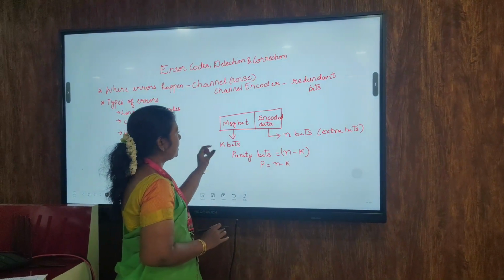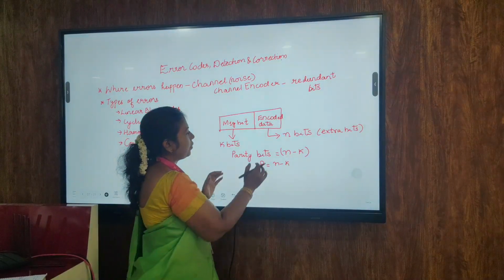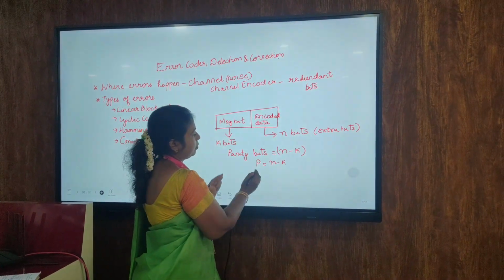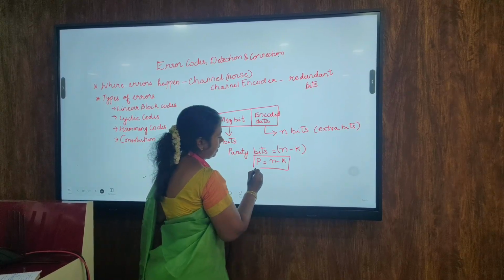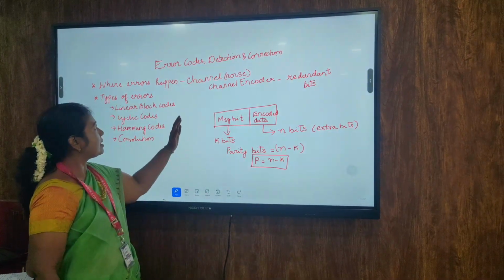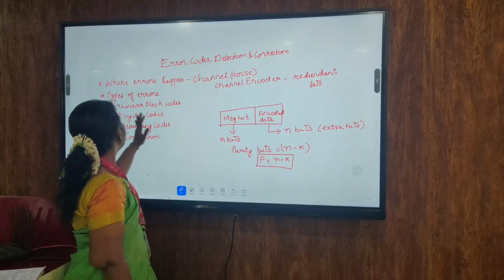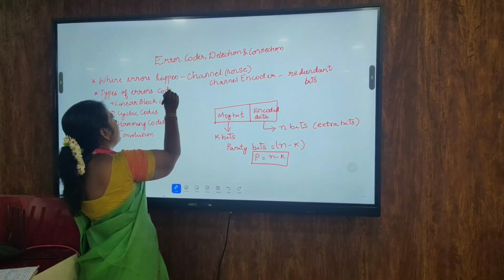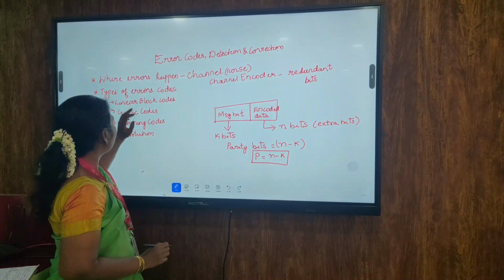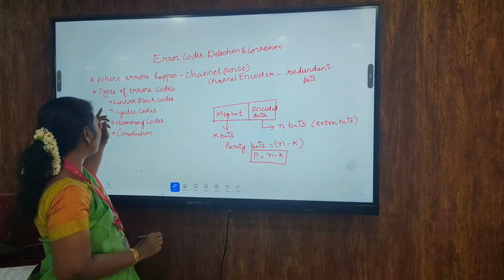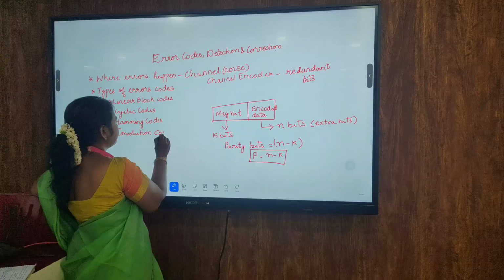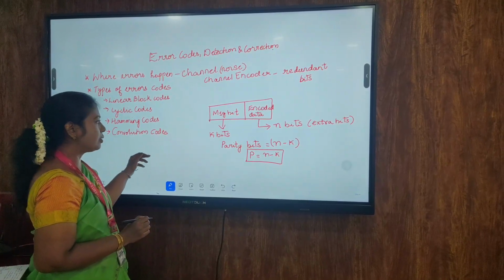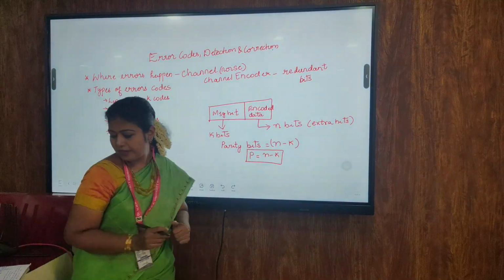The original message has k number of bits. Now if we subtract the original message bits from the encoded data bits, we get the parity bits. So this is how encoding happens. Now the different types of error codes are linear block codes, cyclic codes, Hamming codes, and convolution codes. We will discuss each of these types of codes in detail in the coming sessions.